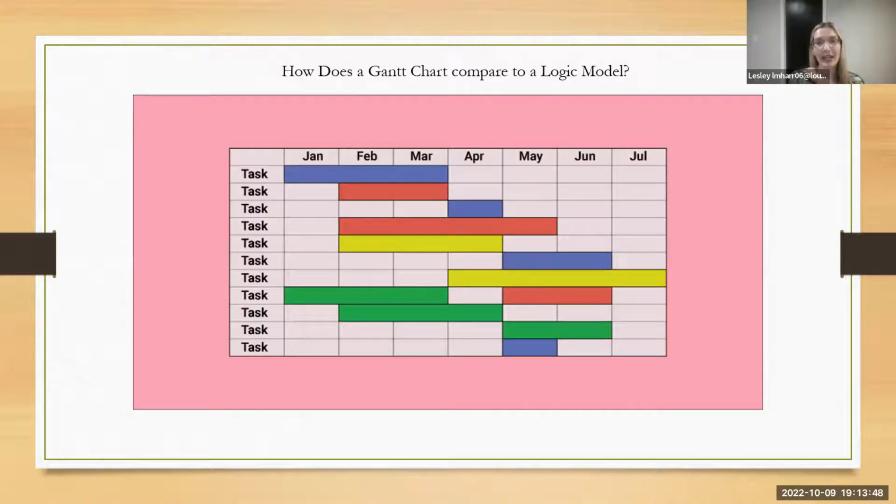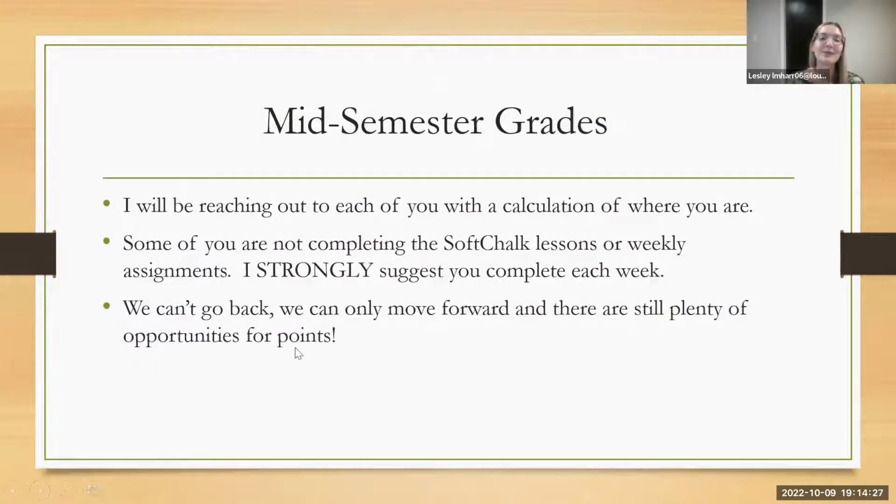I wanted to answer a really quick question about a Gantt chart. Some of you have asked, what's a Gantt chart compared to a logic model, and what might that look like? A Gantt chart is a calendar that has a list of tasks on the left-hand side and months across the top. This can be a really great organizational tool to keep your team, your evaluation team or research team, on task. For example, what months are we going to recruit? What months are we going to do data collection? What months are we going to do data analysis? So here's a quick example of what a Gantt chart looks like.